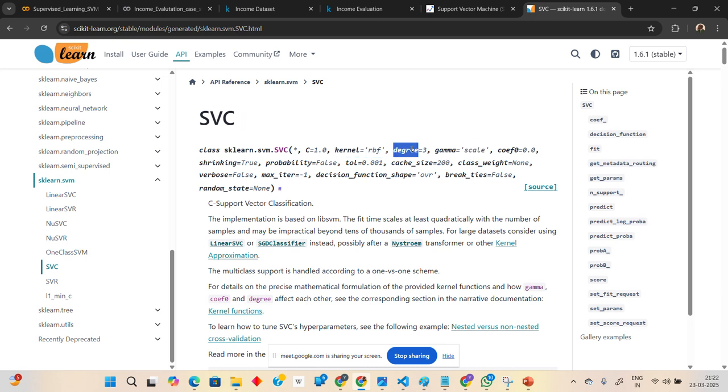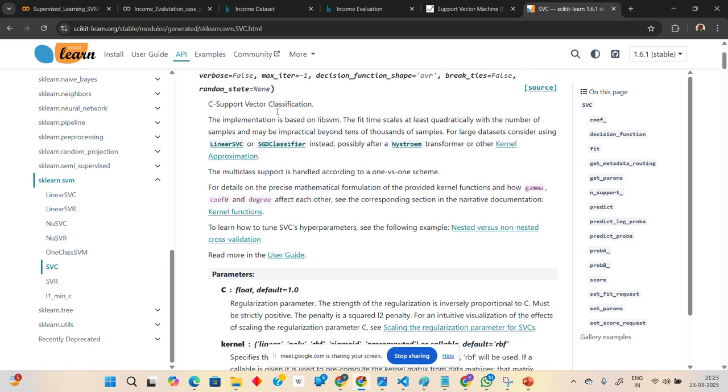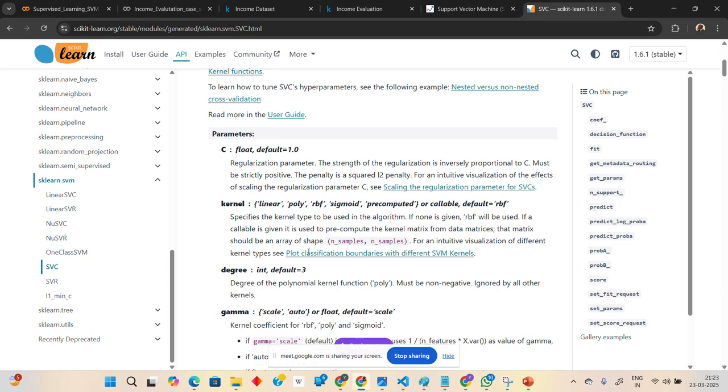Okay, degree will be 3 by default, coefficient will be 0, shrinking is true, probability is false, tolerance is 0.001, cache size is 200, and max iter is -1, decision function shape is ovr. And these are all the hyperparameters. If you want to know every parameter, I already told you, please refer to this. Here if you type poly, RBF, sigmoid, you can see many kernels are available.